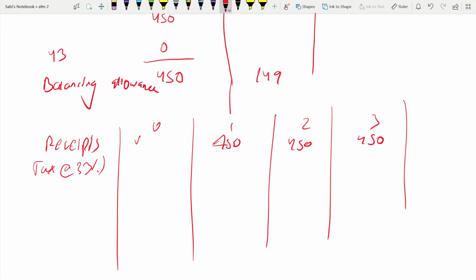Okay. Because you only have one inflow, you don't have any other cost to deduct. Just this one inflow on that tax. That's it. No other cost is there.